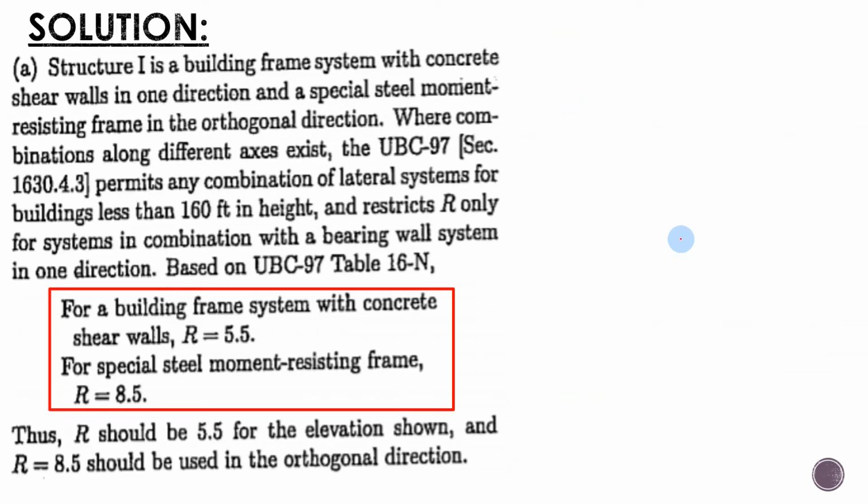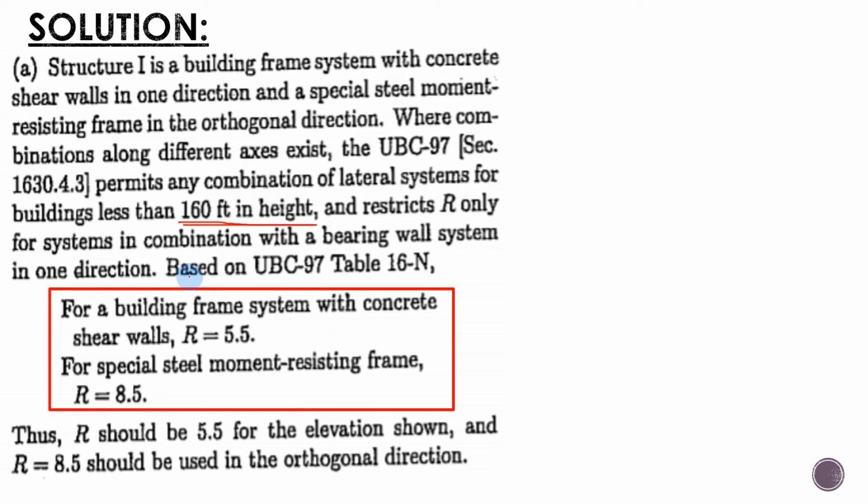Okay, combined system. Also UBC permits any combination of lateral systems for buildings less than 160 feet in height. So it is allowed, guys, if less than 160. And restrictions are only for systems in combination with bearing wall systems in one direction.